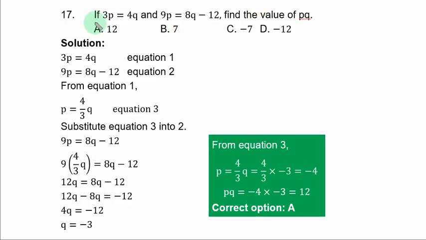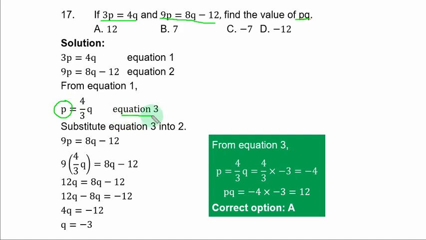Question 17. If 3p is equal to 4q and 9p is equal to 8q minus 12, find the value of pq. That is p times q. So we have two equations. From equation 1, let's make p the subject, so you divide through by 3. So p is equal to 4 over 3 q. Let's call that equation 3.